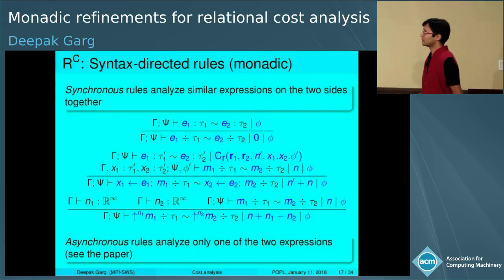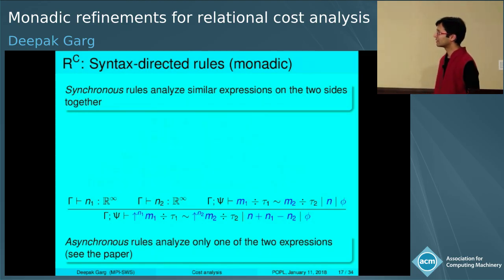There are going to be synchronous rules for each of the three monadic expression constructs: return, bind, and tick. Okay? The first two are pretty straightforward. I'm not going to walk you through these. Let's look at the third one a bit carefully, and this is really the crux of the whole type system. This is just this one rule essentially.